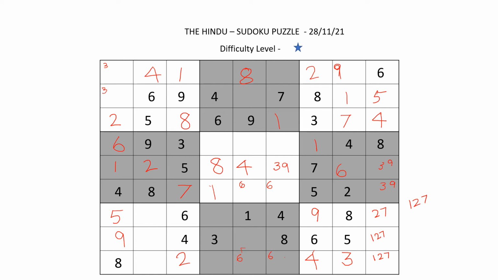Now we have only 2 numbers missing here. The missing numbers are, we have 1, 2, 3, so 2 and 3 are missing. So 2 and 3 have to come in this cell or this cell. Since here we have a 2, this cell takes a 3. So this cell takes a 3, and obviously this cell takes 2.